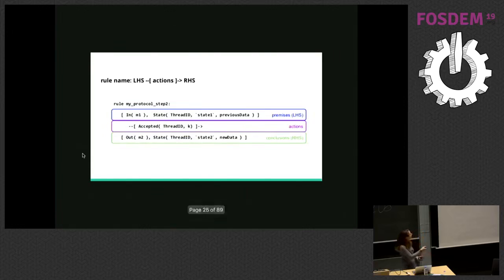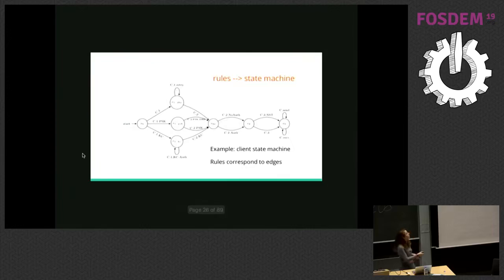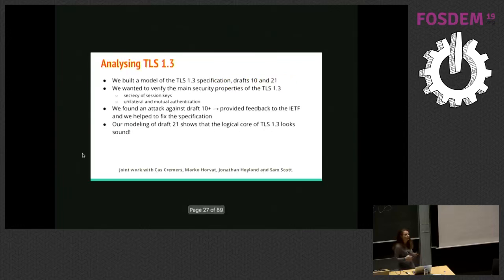Now, these things in the middle, these actions, they're not actually part of the transition, but they act as a log, right? So they tell us when something has happened, and we use them when we specify properties. Okay, so rules give rise to a state machine, and these edges correspond to rules. So what did we do with TLS 1.3?